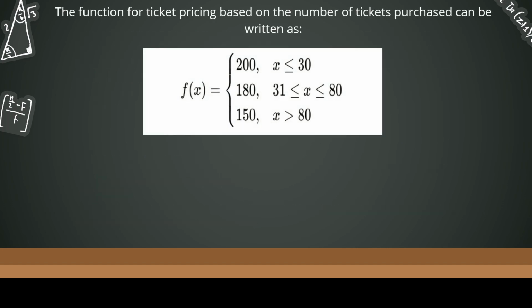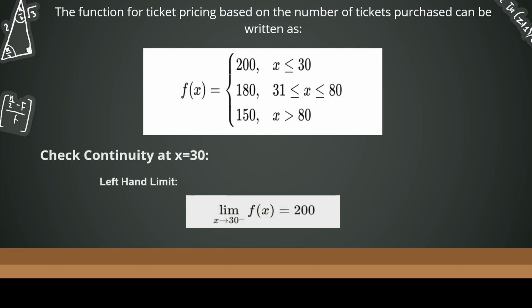To solve our problem, let us first write down our function. So the function for ticket pricing based on the number of tickets purchased can be written as this. Based on our problem, Miss Apple wants to determine if there is a discontinuity at x equals 30 and x equals 80, meaning whether the price per ticket changes suddenly at these points. So the first step we should do is to check the continuity at x equals 30. Since x equals 30 is the first function, we will look for if it is discontinuous or not.